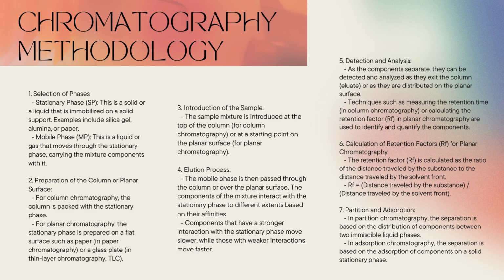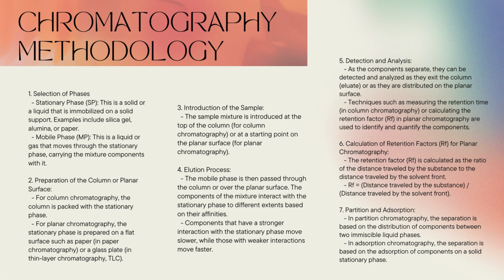Next is the preparation of the column or planar surface. For column chromatography, the column is packed with the stationary phase. For planar chromatography, the stationary phase is prepared on a flat surface such as paper in paper chromatography, or a glass plate in thin layer chromatography, TLC. The third step is the introduction of the sample. The sample mixture is introduced at the top of the column for column chromatography, or at a starting point on the planar surface for planar chromatography.